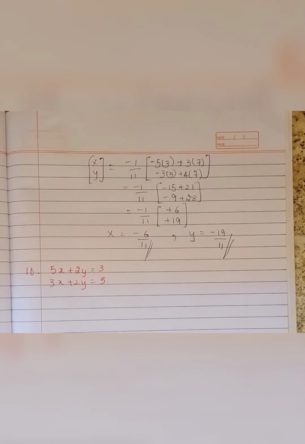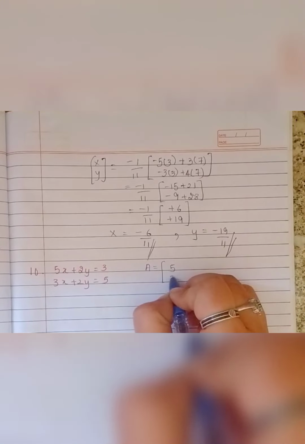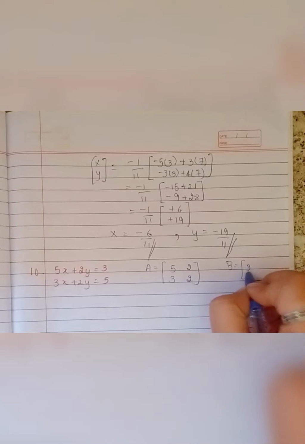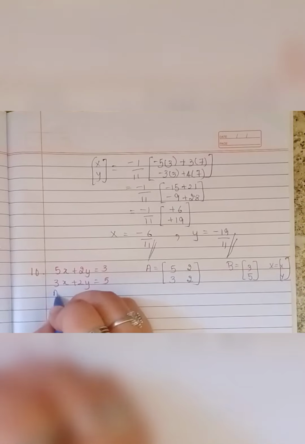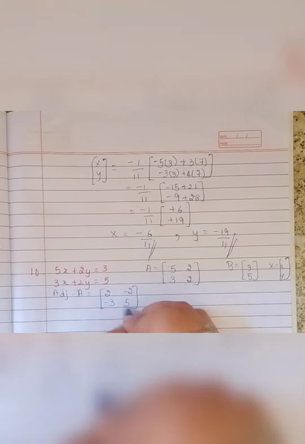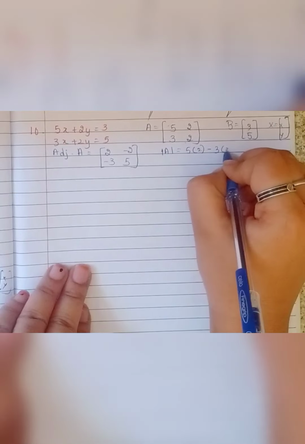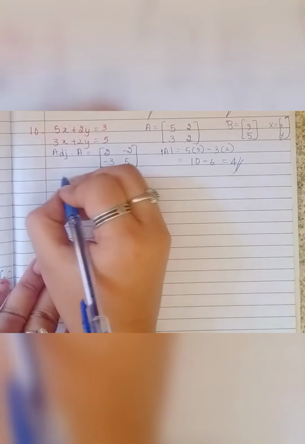10th question is 5x plus 2y is equal to 3, 3x plus 2y is equal to 5. Now, A is 5, 3, 2, 2. B is 3, 5. X is x and y. Okay. Now, adjoint of A is 2, 5, minus 2, minus 3. Determinant of A, 5 into 2 minus 3 into 2. 5 2s are 10, 3 2s are 6, which is plus 4.